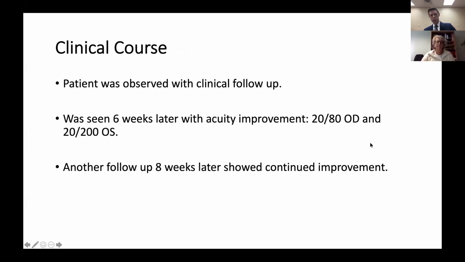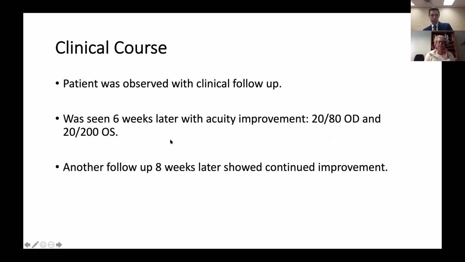So for her clinical course, just to keep this case brief, because I can talk about this for a while, we actually elected to observe her after we discussed options, including hemorrhage removal, vitrectomy, but her vitreous overall was clear. It was more sub-ILM. And with observation and a follow-up 6 weeks later, she actually had some improvement. So without pinhole, now 20/80, and then 20/200 in the left eye.